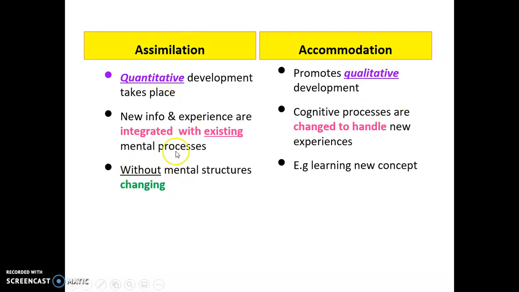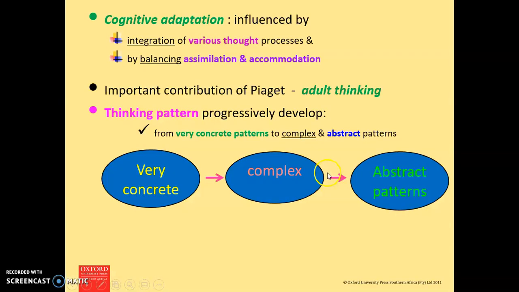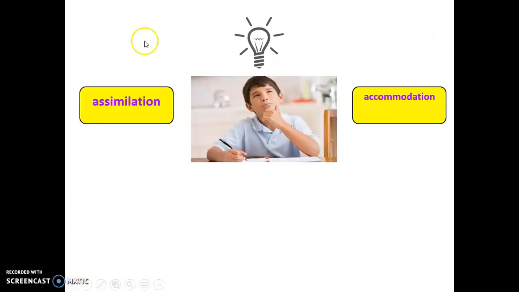Here, assimilation happens without the mental structure changing, but here there is a change in the mental structure, where their cognitive process also changes to handle new information. So cognitive adaptation is influenced by the integration of various thought processes and by balancing assimilation and accommodation. So as you can see, our cognition is adaptable. So we are able to adapt our cognition through the integration of thoughts and processes by balancing between assimilation and accommodation. We are able to balance in order to adapt more in terms of our thinking.